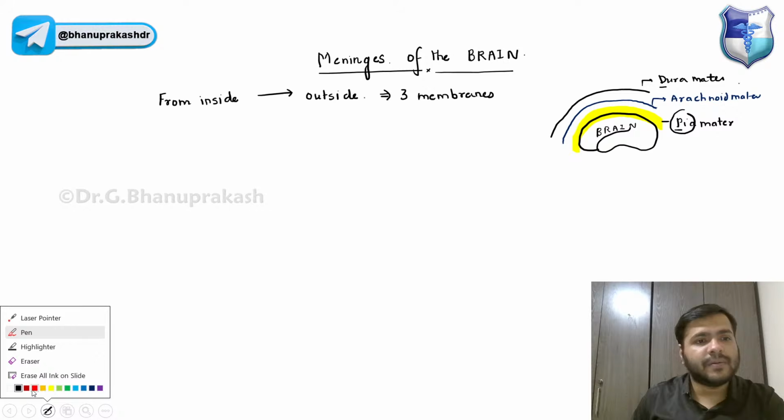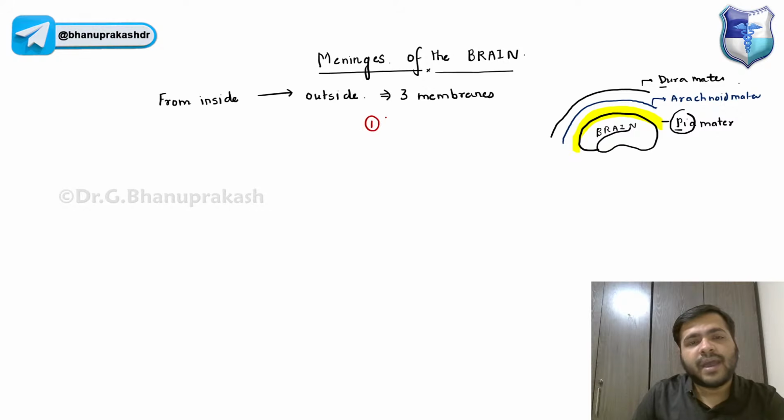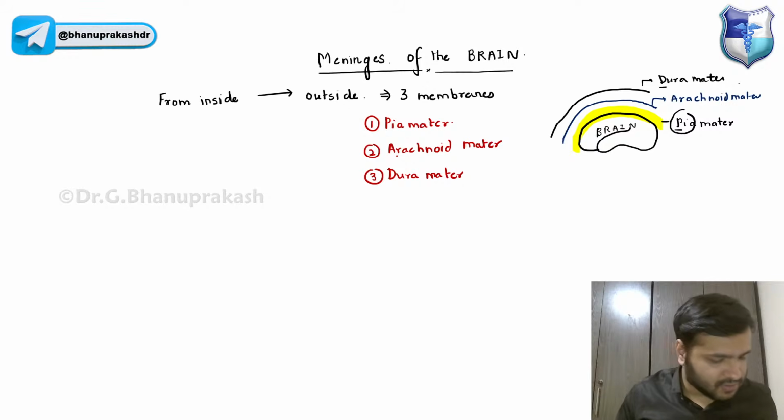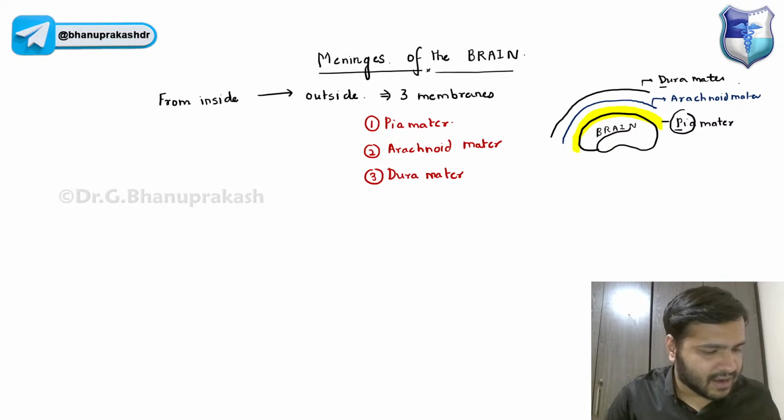We have the pia mater, which is closely adherent to the brain. Then we have the arachnoid mater, and we have the dura mater. So we have three maters: the pia, arachnoid, and the dura mater, guys.